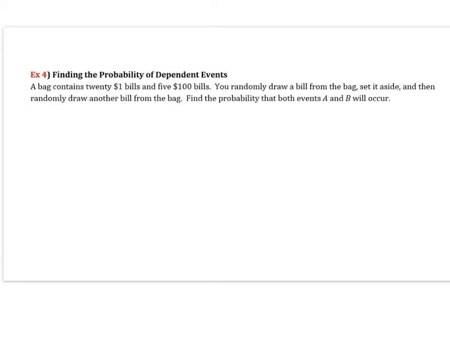Now let's find the probability of dependent events. We have a bag that contains 20 $1 bills and 5 $100 bills. You randomly draw a bill from the bag, set it aside, then you randomly draw another bill from the bag. Find the probability that both events, A and B, will occur. So we'll define event A as the first bill is $100. We'll define event B as the second bill is $100. So the probability of event A is 5 out of 25, because there are 5 desirable $100 bills out of a total of 25 bills. There are 20 $1 bills plus the 5 $100 bills for a total of 25.